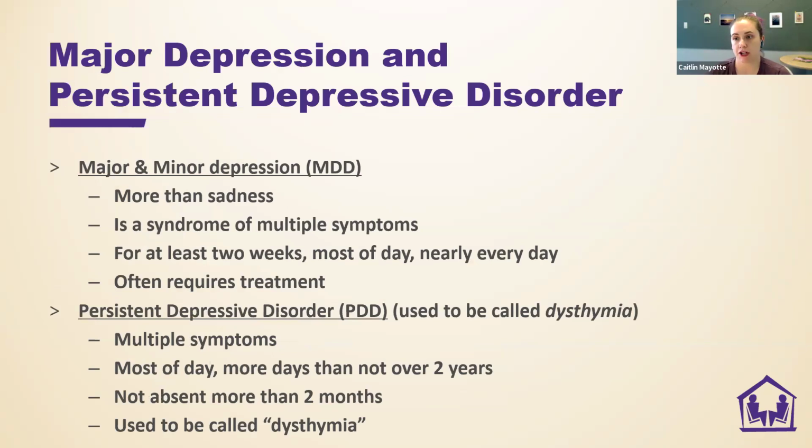When we're looking at major depression or minor depression and persistent depressive disorder, it's more than just that feeling of sadness. It's a syndrome of multiple symptoms, and it's lasting for at least 2 weeks, most of the day, nearly every day. And it usually does require treatment to move beyond.